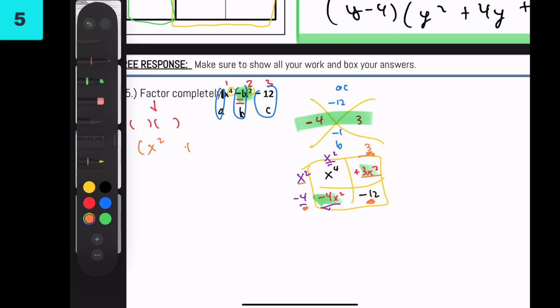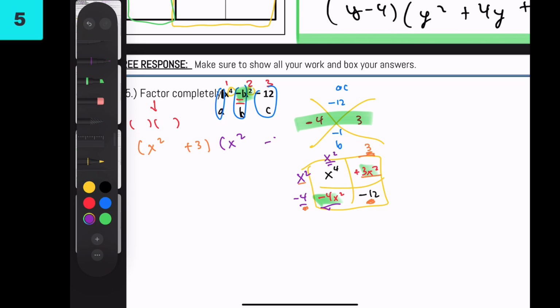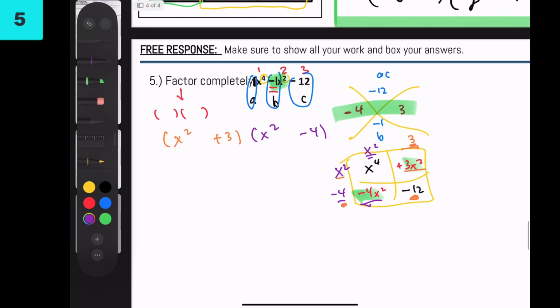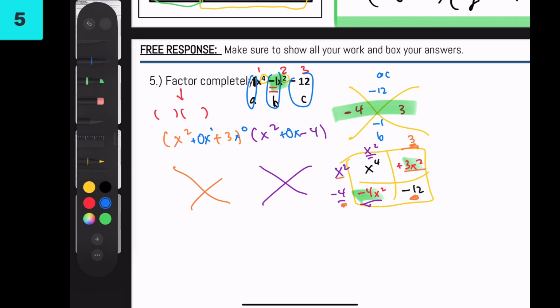X squared plus 3. And let's keep the colors. X squared minus 4. Now, if you pay attention to the x's here, to make it a trinomial, you're going to have to add a 0x. It's missing a term, right? x to the 0. So this is my A, B, and C, so that'd be 3, B value 0. And there should be no 2 numbers that multiply to be that. So you just leave it like this.